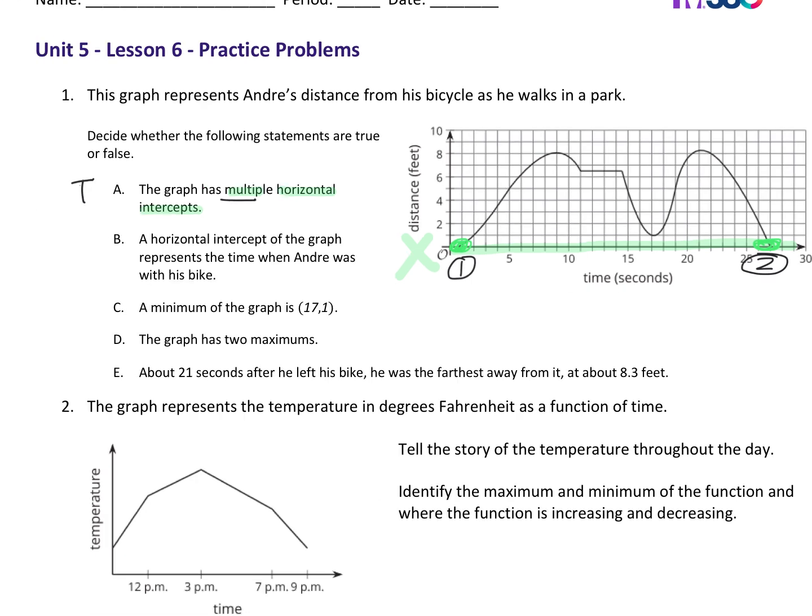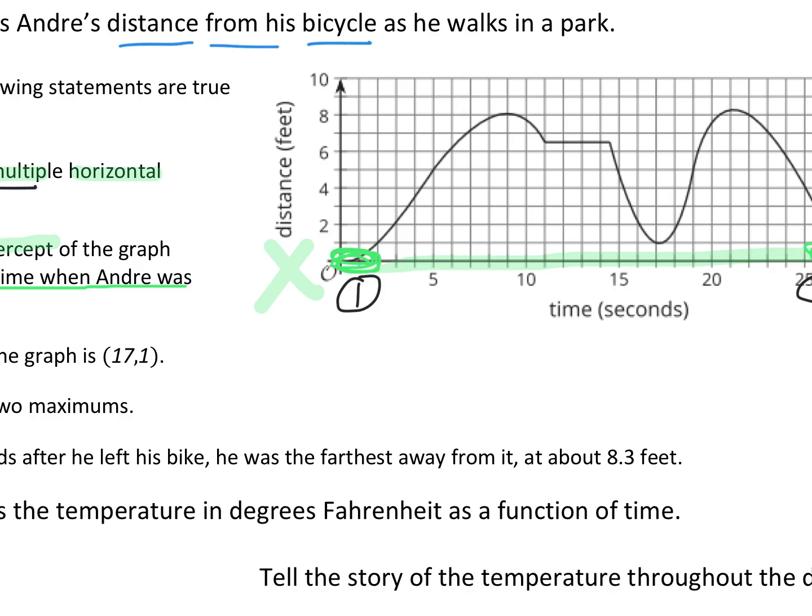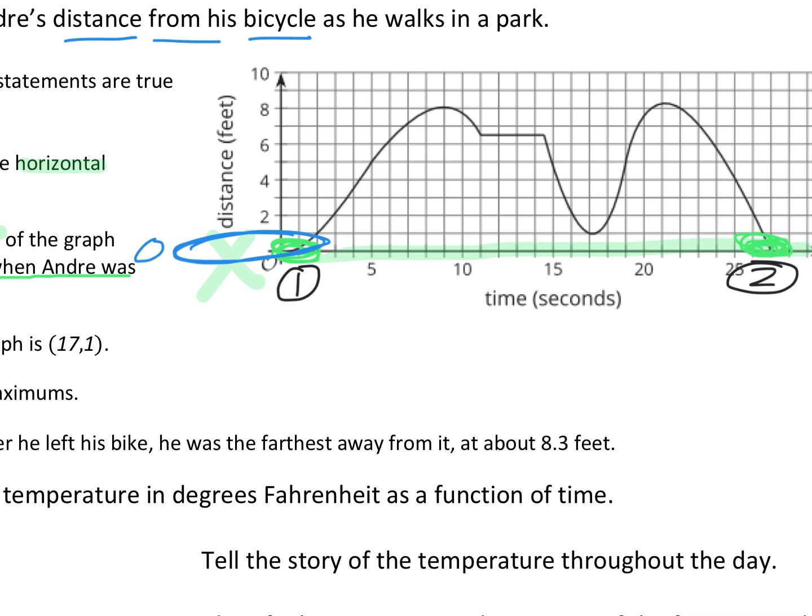Letter B says the horizontal intercept of the graph, again, was right here and right here. And it says it represents the time when Andre was with his bike. So the y represents distance, and it's distance from his bicycle. So in the case of both these intercepts, the distance, because it's right here on the axis, is 0.